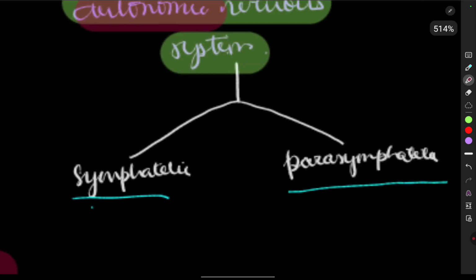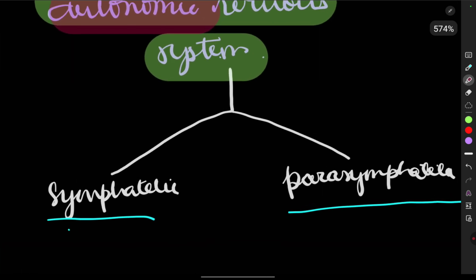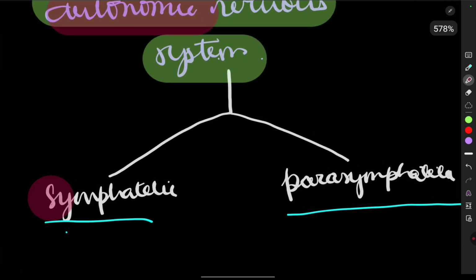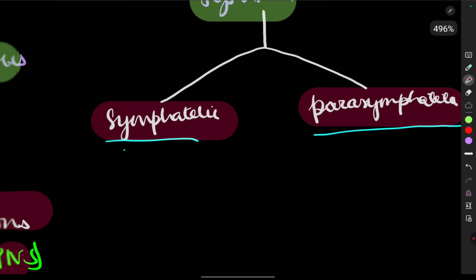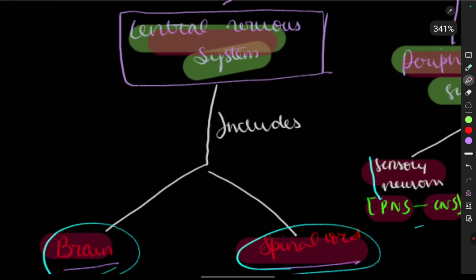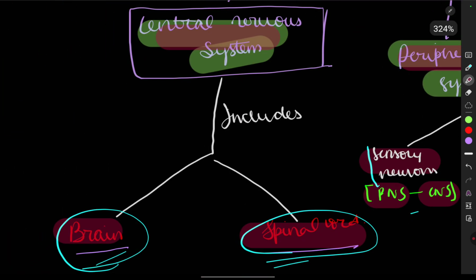Now the autonomic nervous system has two types: the sympathetic nervous system and the parasympathetic nervous system. The sympathetic nervous system is kind of a positive feedback, and the parasympathetic nervous system helps in stabilizing the sympathetic; they are totally opposite to each other. We are mainly concerned about the central nervous system in this topic.